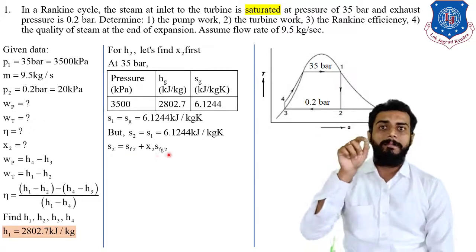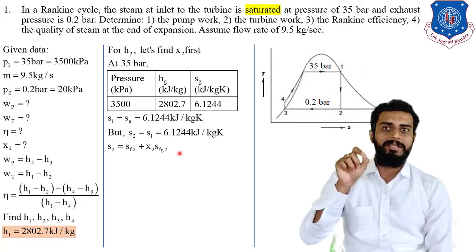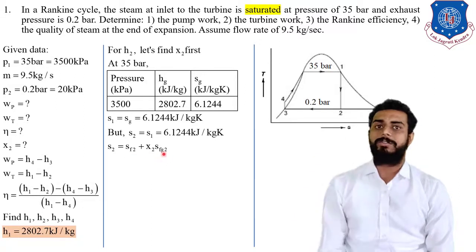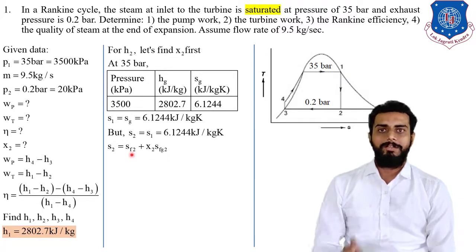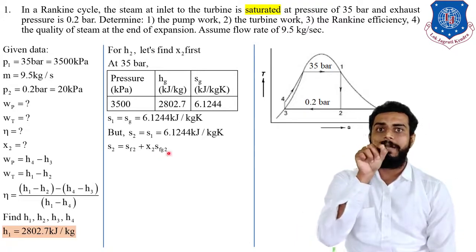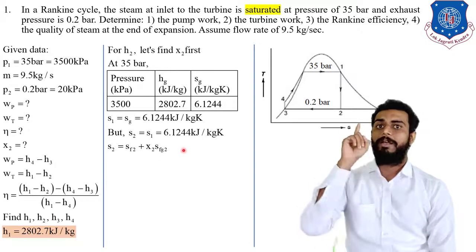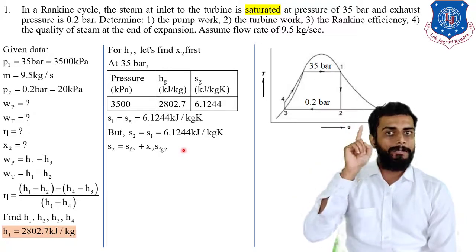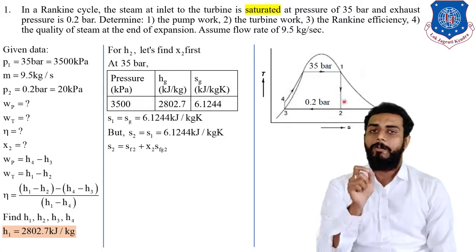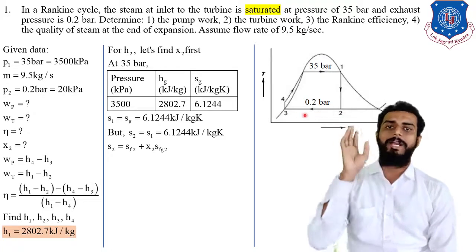Now here majority of the students are making the mistake. Now find out SF2 and SFG2. So which pressure you will use? Think it. No. For finding out SF2 and SFG2, you will use the pressure 0.2 bar, not 35 bar. Don't make this mistake. Sir, why sir? Because 0.2 is at which pressure? 0.2 is at 0.2 bar pressure.